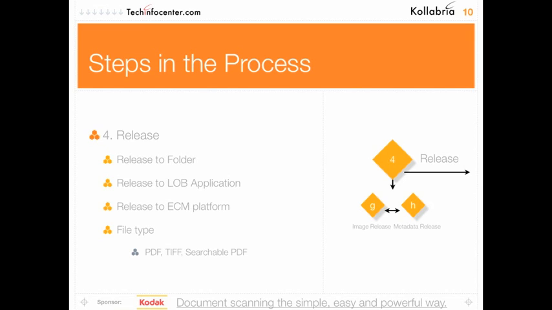You can also determine the type of file to be released, whether the image is going to be a TIFF file or a PDF or some other obscure format. There is also, in most cases, an option to put the extracted information into the same file as the image. The most common way to do that is to make it what's called a searchable PDF, so that the picture of the document and the text that was extracted from it are wrapped up into the same file.